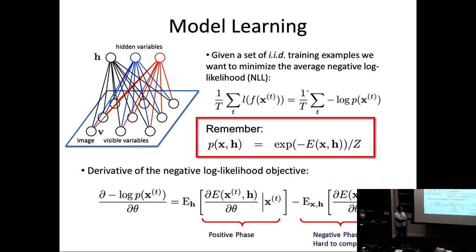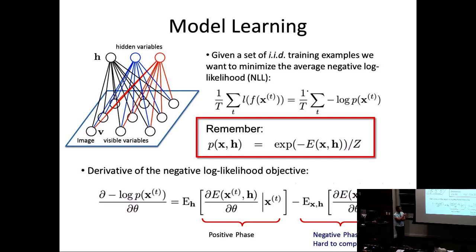This expectation is with respect to the conditional probability of H given X. The second is the expectation with respect to P of X and H. The problem with the second expectation is you can't really compute it, because you don't know P of X, H, because you don't know the normalizing constant, the partition function. We're going to look at precisely what these terms are doing.